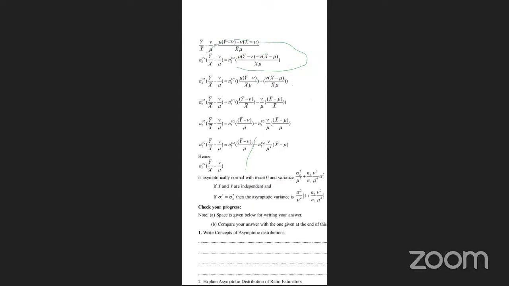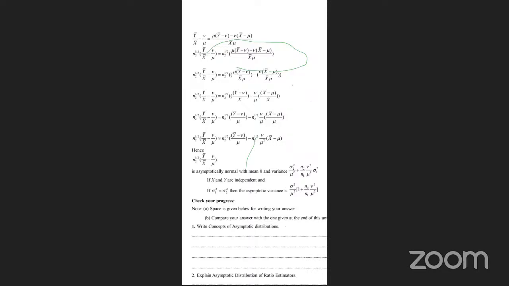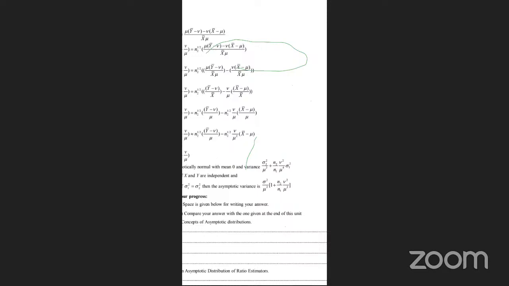So y bar by x bar equals v by mu, where mu into y bar minus v, where v into x bar minus mu by x bar mu. So this is a simplification. Here we will get n to the power of 1 by 2 times y bar by x bar minus v by mu, which is asymptotically normal with mean 0 and variance sigma square by mu square plus n2 v square by n1 mu to the power of 4 sigma 1 square. If x and y are independent and sigma 1 square equals sigma 2 square, then the asymptotic variance is sigma square by mu square times 1 plus n2 by n1 v square by mu square.